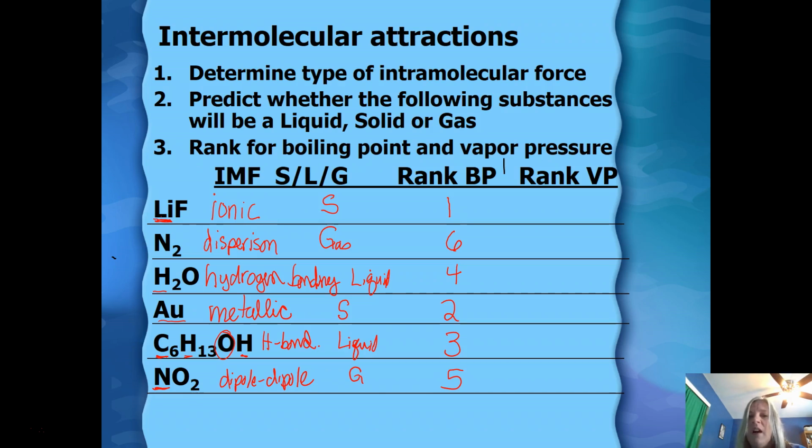Well, now that we have our boiling point, we just flip it. Whatever's 1 becomes 6. Whatever's 6 becomes 1. So 5 becomes 2, 4 becomes 3, 3 becomes 4, and 2 becomes 5. So you just flip them. Once you know the boiling point ranking, just flip it to get the vapor pressure because it's the exact opposite.